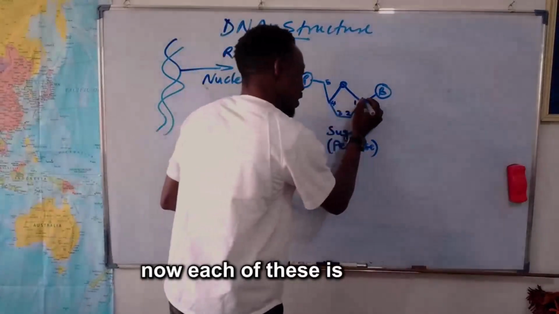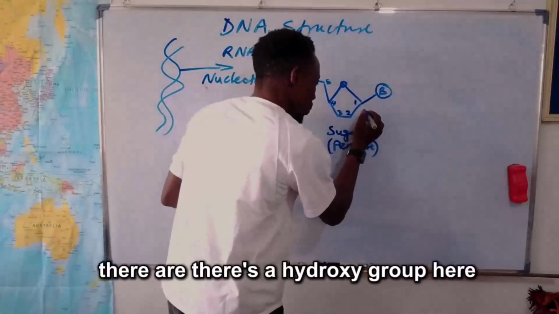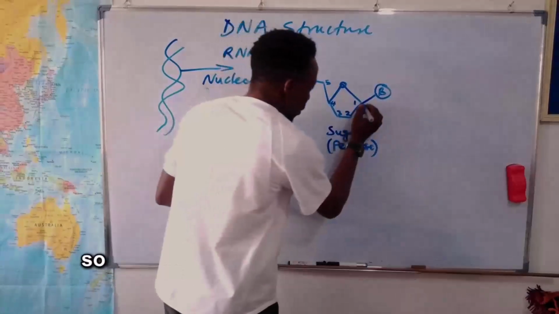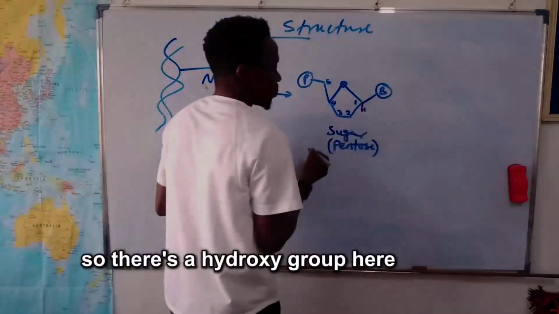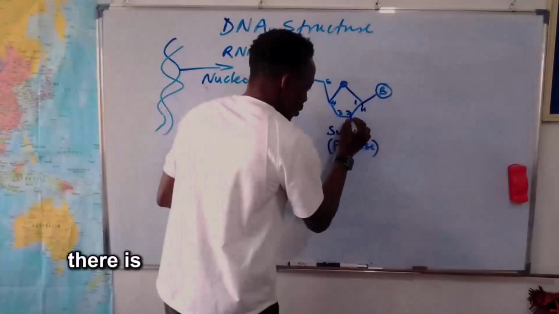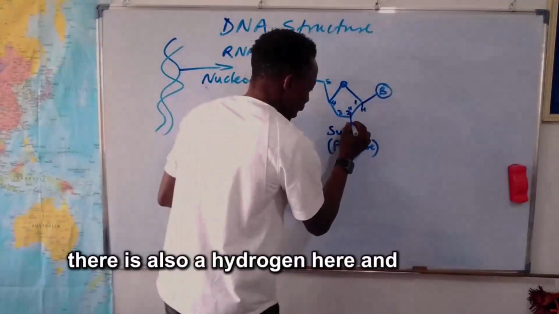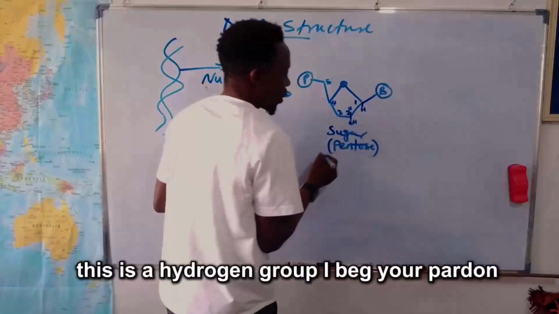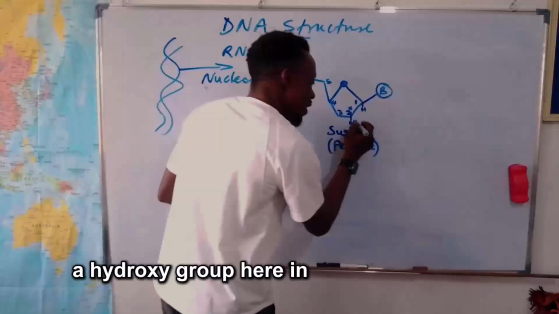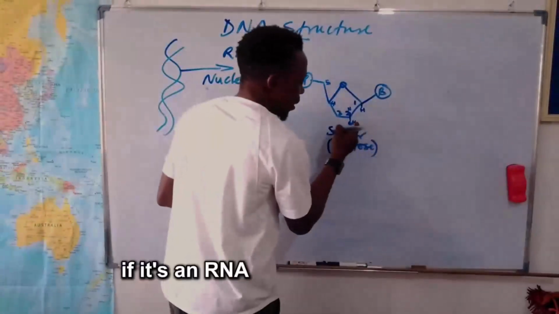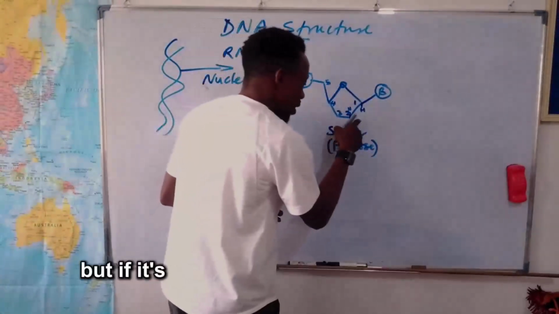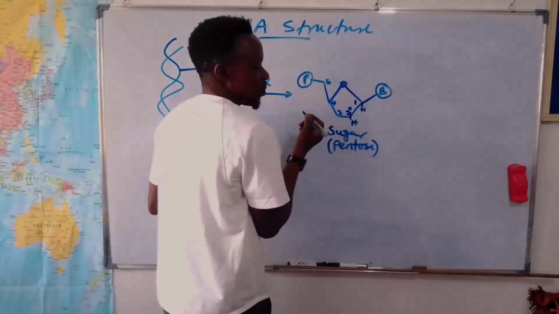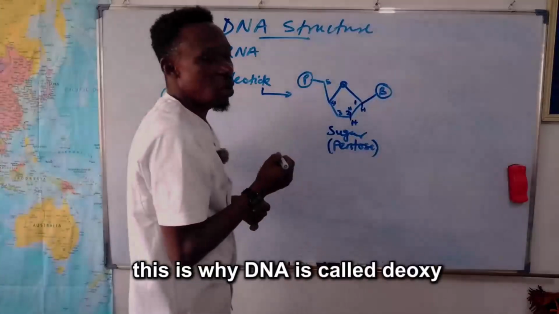Now, each of these is attached. There's a hydroxy group here, but I don't want to draw all of that, so I won't get it messed up. So there's a hydroxy group here. And here there is also a hydrogen and a hydroxy group here. In the case of an RNA, here will be hydroxy. But if it's a DNA, here will just be hydrogen. This is why DNA is called deoxy.